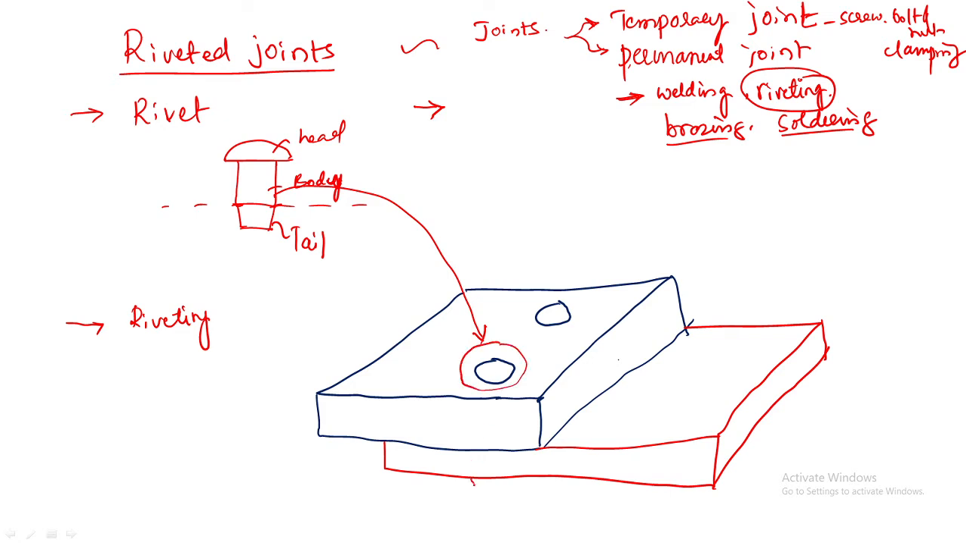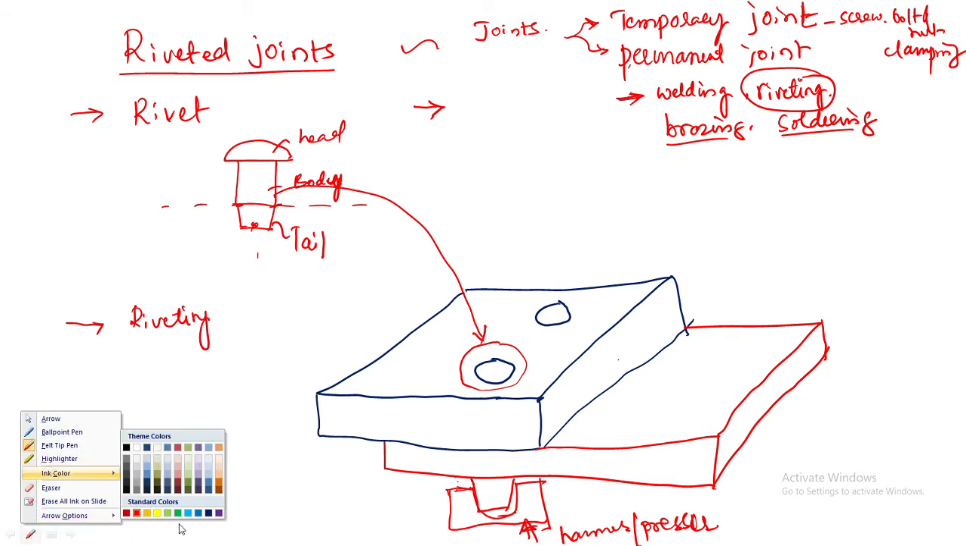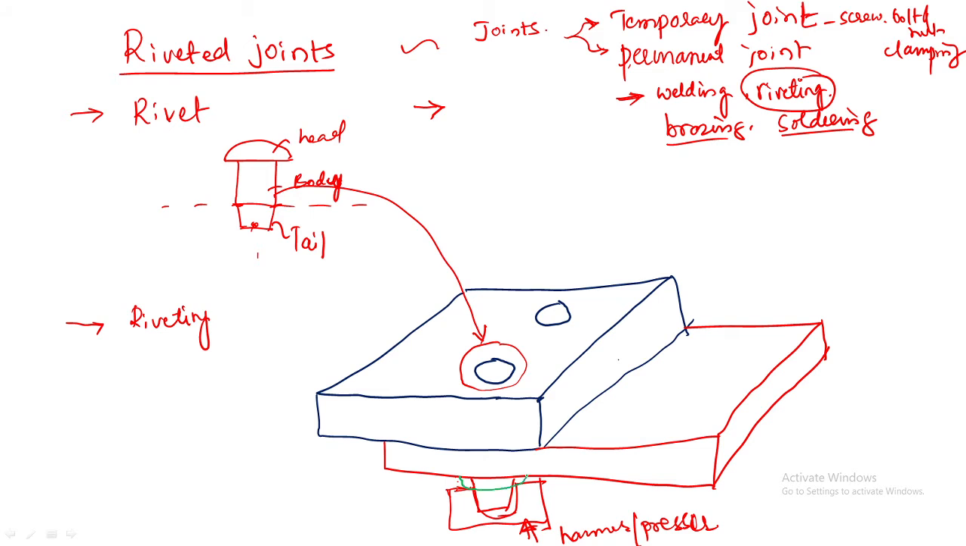So now you are going to get a tail on the bottom side here. Now this tail has to be converted in the form of a head. So what will they do? They will place a die here, a die of the same shape, the counter shape of the head. They will place it and hammer it, or they will go for using presses. Now this tail is going to be converted into a head shape.